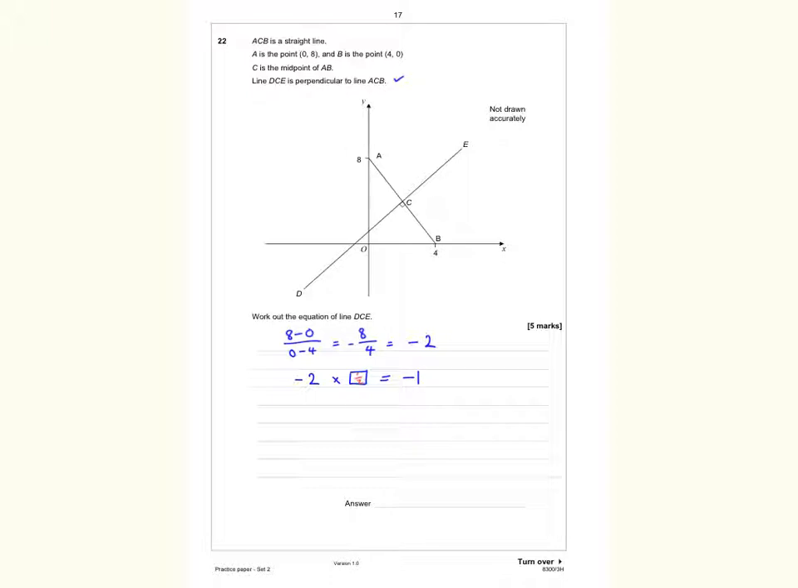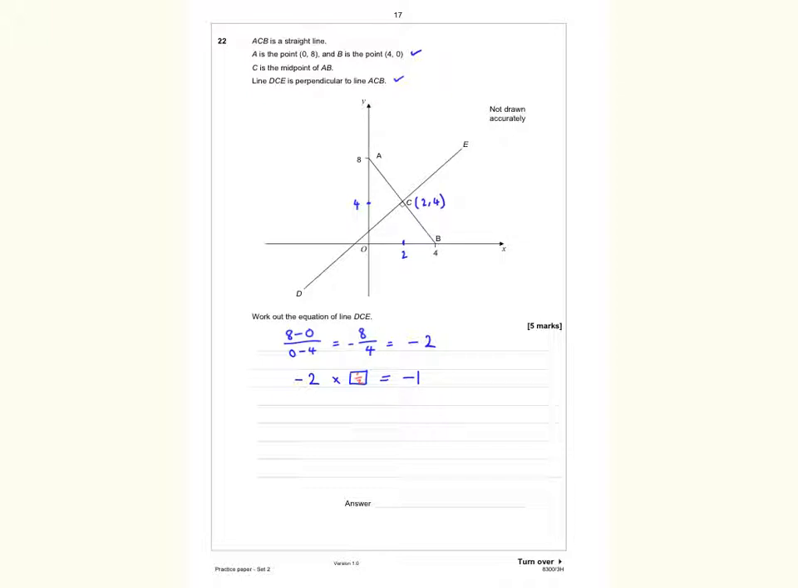Okay, now we're going to use the fact that C is the midpoint of AB. We've already used this once, but we're going to use it again. So let me just take this one off as well. C is the midpoint of AB, so therefore the value here would be 2, the value here would be 4. So the coordinates for C would be 2, 4.